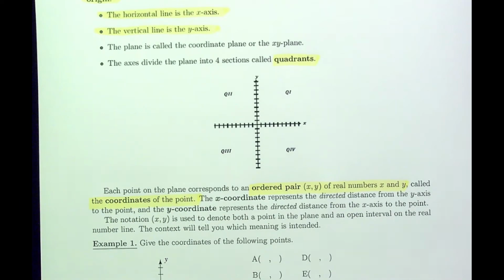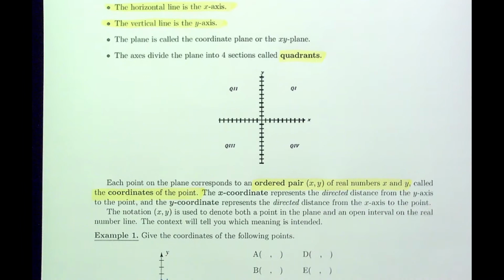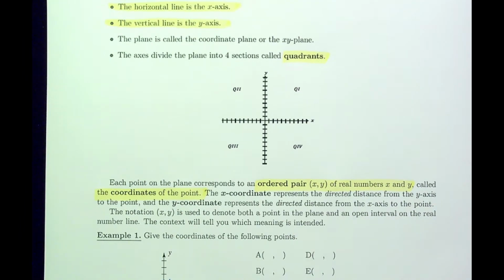and we call the numbers the coordinates of the point. The first coordinate, the x-coordinate, represents directed distance, horizontal distance from the y-axis to the point, and the y-coordinate represents directed distance from the x-axis to the point.